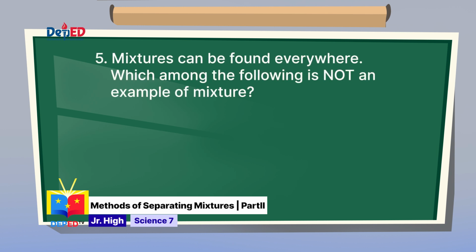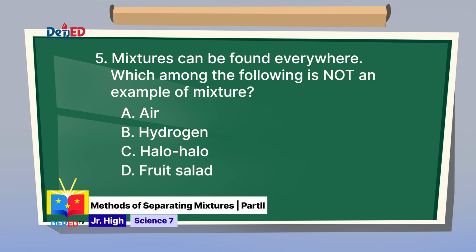Number 5. Mixtures can be found everywhere. Which of the following is not an example of mixture? A. Air. B. Hydrogen. C. Halo-halo. D. Fruit salad. Among the choices, all are mixtures except for hydrogen, which is a substance. The correct answer is letter B.